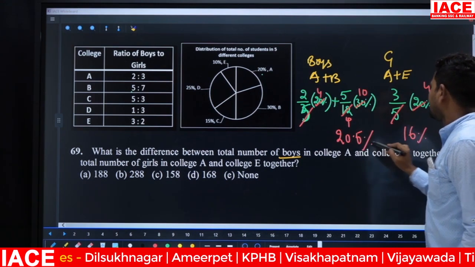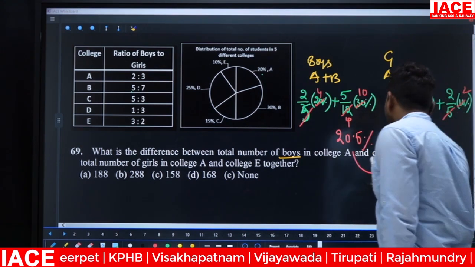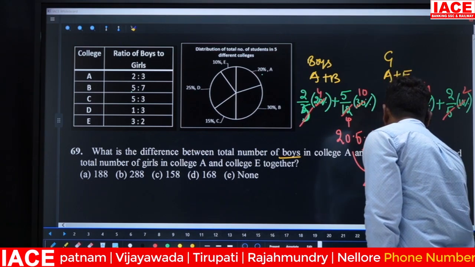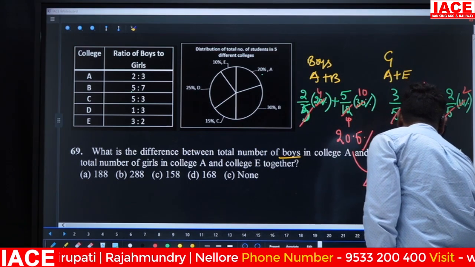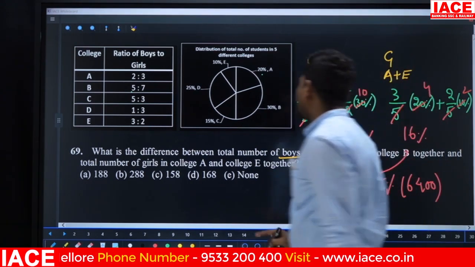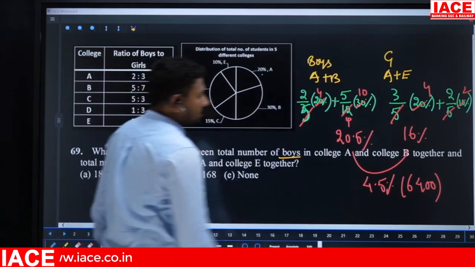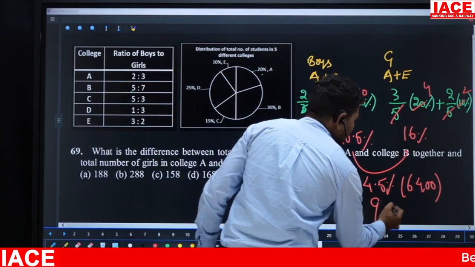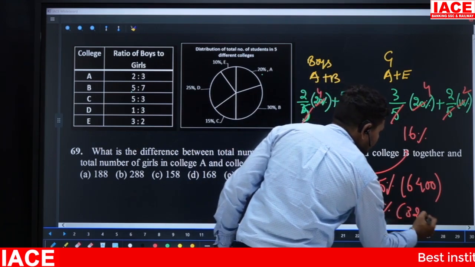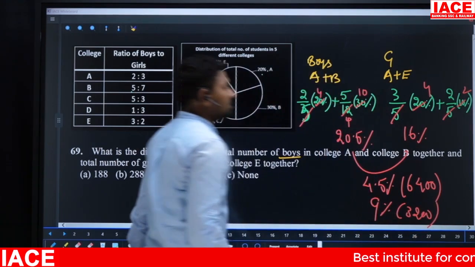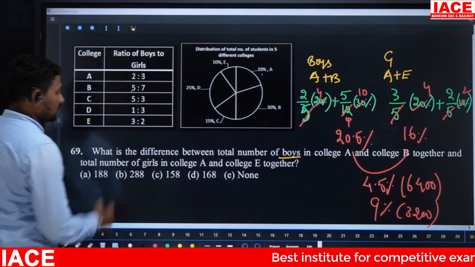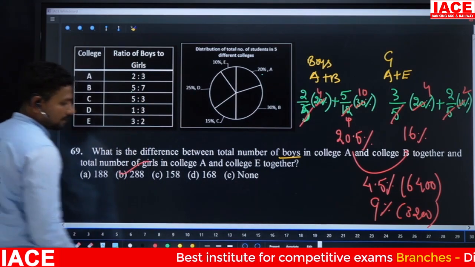It is 20.5 percentage and 16 percentage. The difference is 4.5 percentage. 4.5 percentage of 6,400 value, that is the difference. 4.5 percentage of 6,400 is equal to 9 percentage of 3,200. Then 9 3s are 27, 9 2s are 18. Our option is 288.